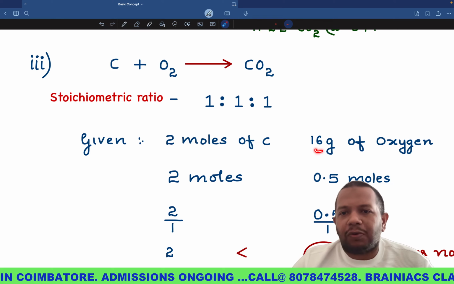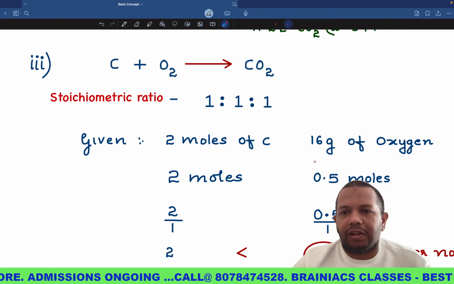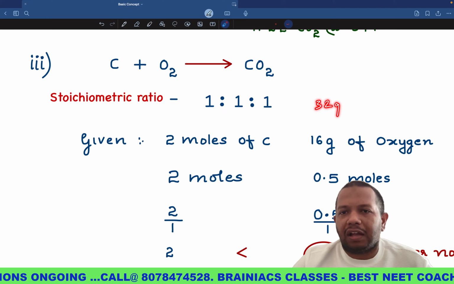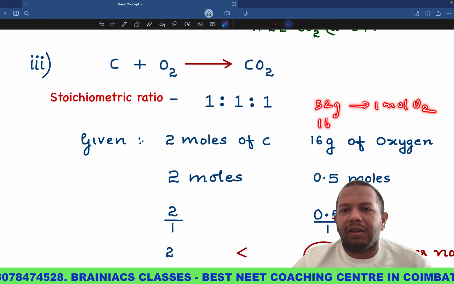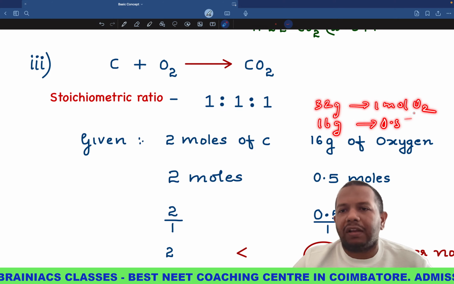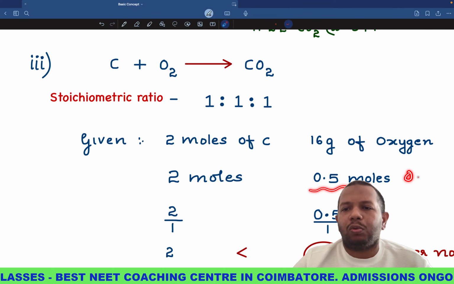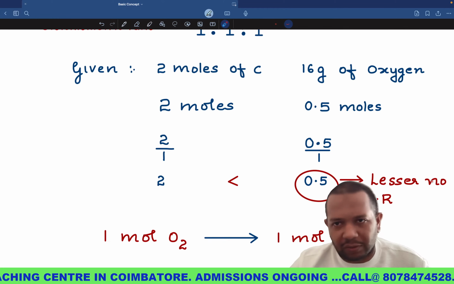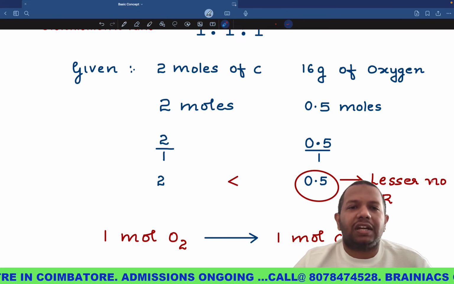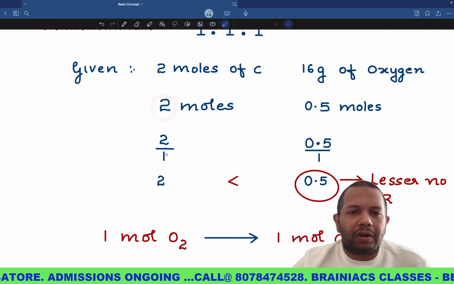So 16 gram of oxygen means, we know 32 gram corresponds to 1 mole O2. So 16 gram will be 0.5 mole. Correct? So 0.5 mole O2 is present. Next we need to check whether a limiting reagent is present or not. So limiting reagent, how do you check? Divide this number by the stoichiometric ratio.